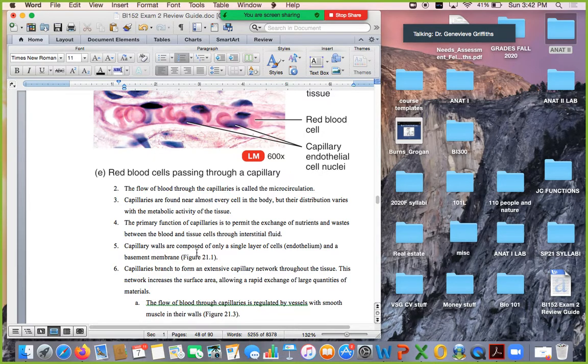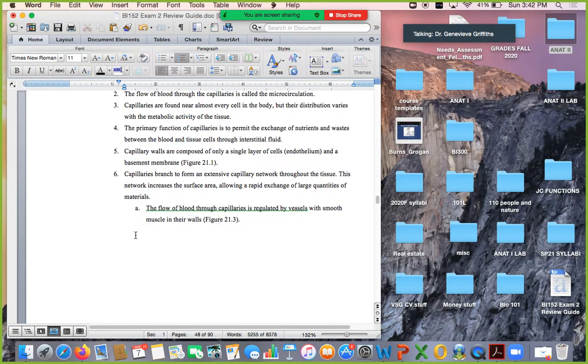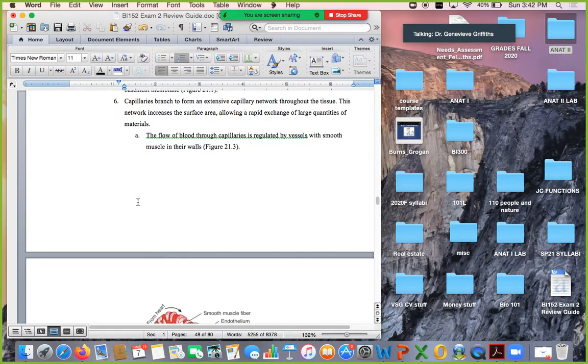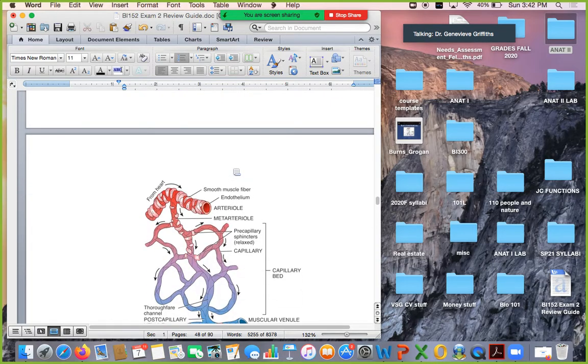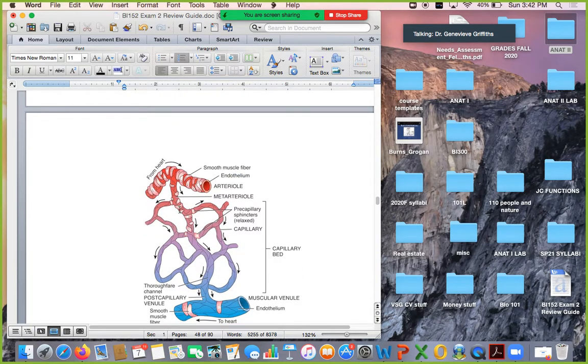Now, capillary walls are very thin. There's a single layer of cells called an endothelial layer and a basement membrane that surrounds that. And this is going to form an extensive capillary network throughout all of the tissues. And that allows us to increase the surface area, which means that we're able to exchange more materials to the tissue. And we can regulate the blood through the capillaries by these specialty smooth muscle sphincters.